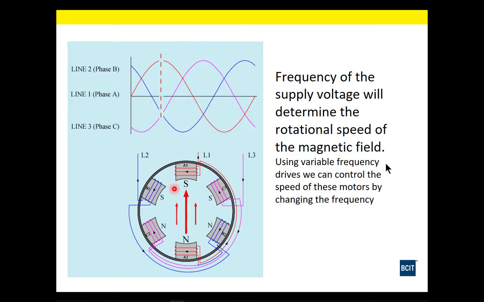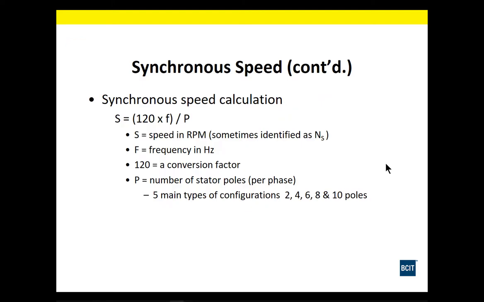And then also the opposite happens. If we increase past 60 hertz and increase the frequency, it'll speed up the rotation of the magnetic field. So to calculate the synchronous speed of a motor, we need to know the frequency and the number of poles of the motor. Now, all 3-phase motors are going to have either 2, 4, 6, 8, or 10 poles. To calculate the synchronous speed, we take 120, which is a conversion factor we use, multiplied by the applied frequency and divided by the number of poles.